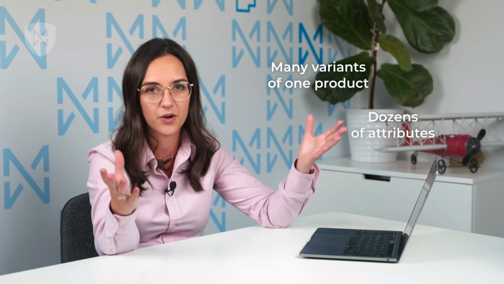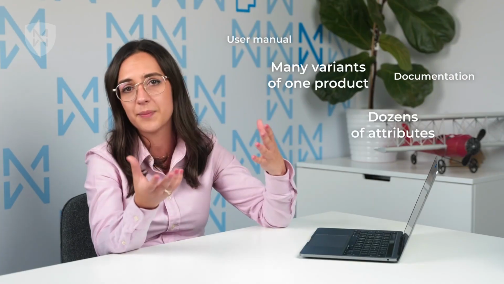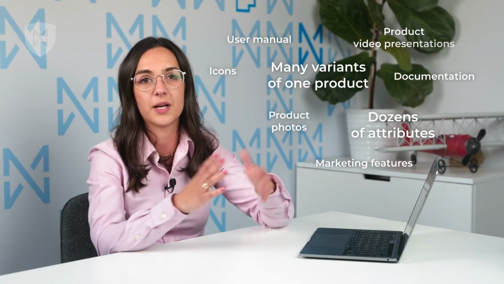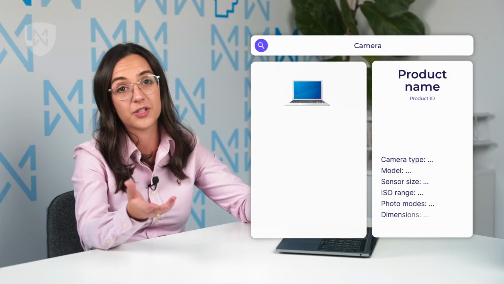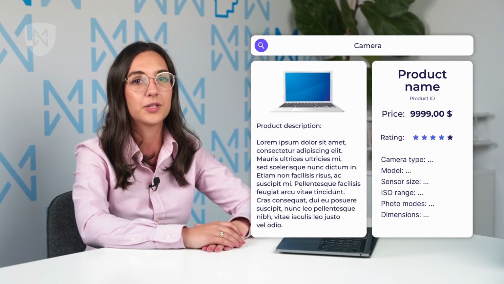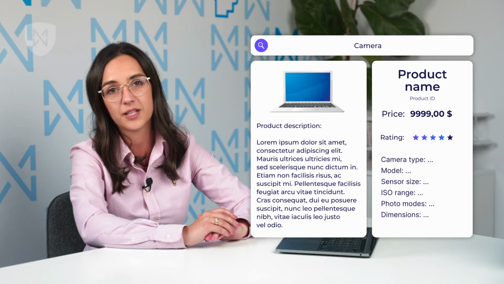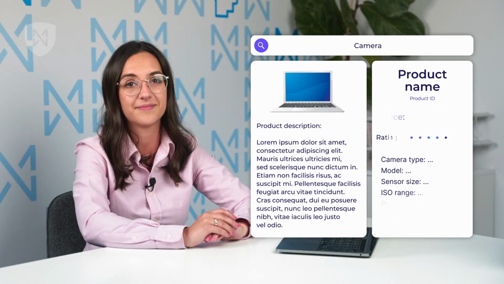Additionally, each product is characterized by dozens of distinct attributes, along with comprehensive detailed documentation, user manuals, high-quality photos, compelling marketing features, clear icons, and even informative videos demonstrating how the products truly work. Such an extensive product page is a huge advantage for customers, who can thoroughly review the product specifications, compare individual offers, filter them, and watch video materials. For companies with such an extensive portfolio, implementing a PIM system is much more complicated.